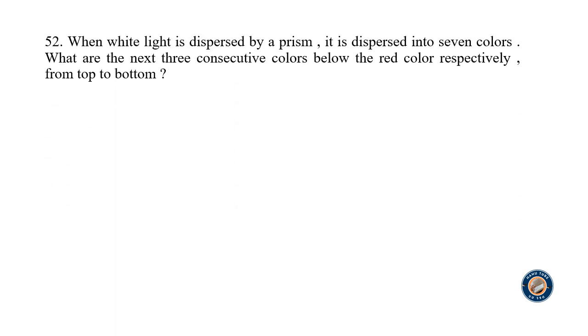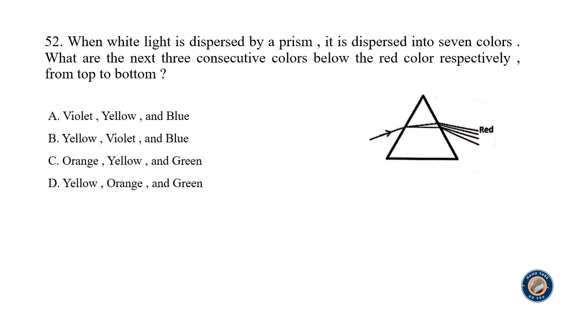Question number 52. When white light is dispersed by a prism, it is dispersed into 7 colors. What are the next 3 consecutive colors below the red color respectively from top to bottom? A. Violet, yellow and blue. B. Yellow, violet and blue. C. Orange, yellow and green. D. Yellow, orange and green.